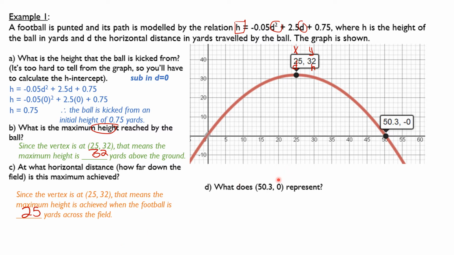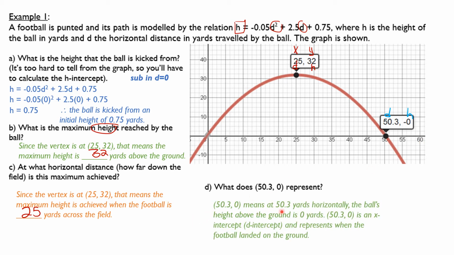Last part of this question, what does 50.3, 0 represent? So I've got another coordinate here. What does it represent? Remember what the letters are. Let me label them again. My first letter is the D, and my second letter is the H. So we've got a D of 50.3, and we've got an H of 0. I don't know why I'm showing a negative 0 there.